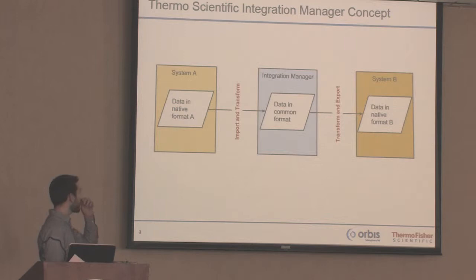We have System A, which has typically a proprietary data format, so format A. System B will have its own data format. And what Integration Manager will do is it'll take the data format from System A, transform it into a common system neutral format, which typically will be, say, XML or YAML perhaps. And then once it's in that format, we have a structured system neutral format which can be transformed into the native format of any other system we want to proceed. So we'll have an import transform and an export transform. So that's the general concept of Integration Manager.